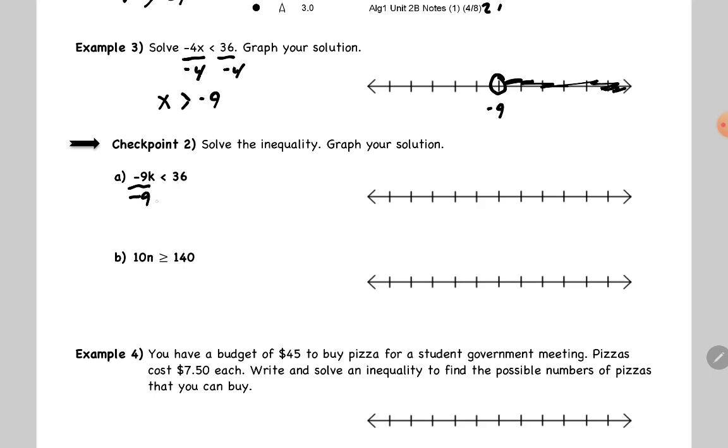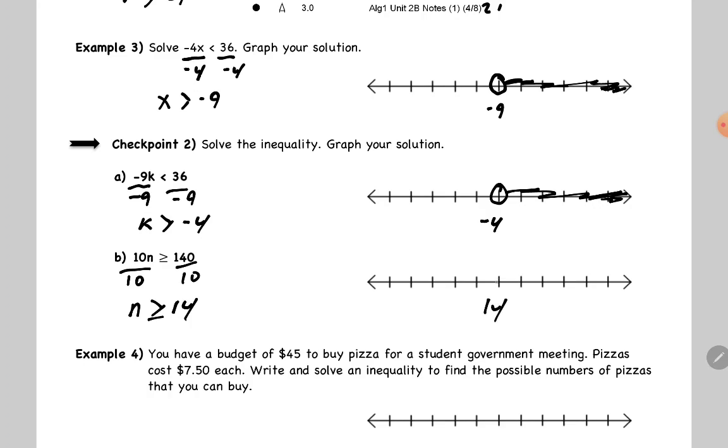So divide by negative 9, divide by negative 9. K is greater than, so we switch the signs. Remember, negative is negative 4. Negative 4, open dot. This is greater than, so over there. Okay. 10n is greater than or equal to 140. We're going to divide by 10 to both sides. So we get n is greater than or equal to 14. The inequality sign does not change because we did not divide or multiply by a negative number. So 14, closed dot, and to the right.